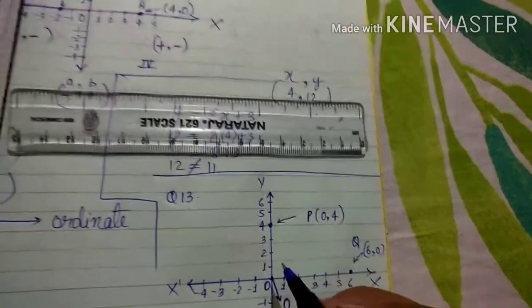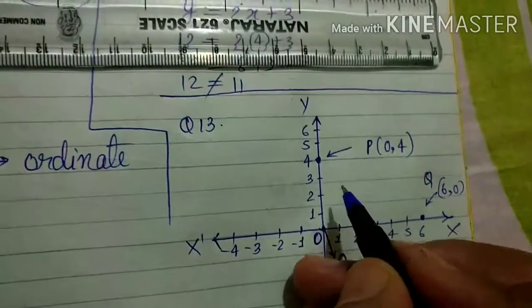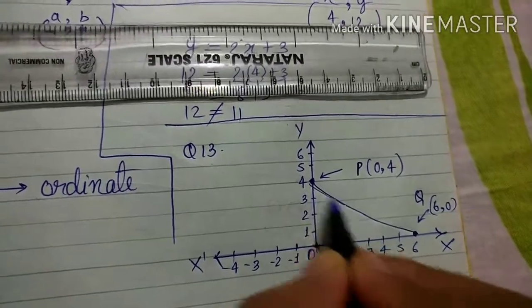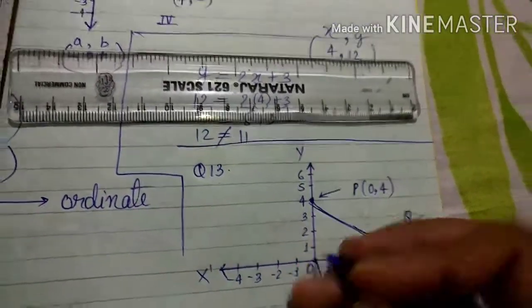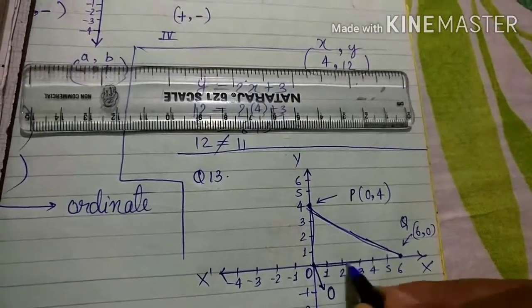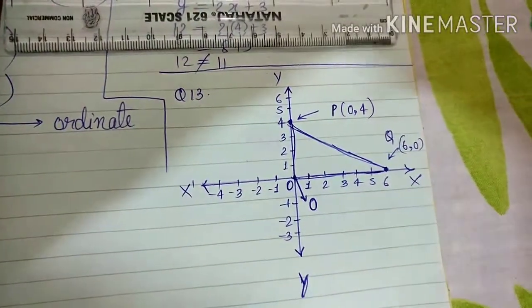Now what? We have to join these points because they are asking for the area of triangle POQ. So we have to join these points. You can use the scale also. My line is not straight, but you can make a straight line here. This way we have drawn a triangle. Now we have to find the area of this triangle.